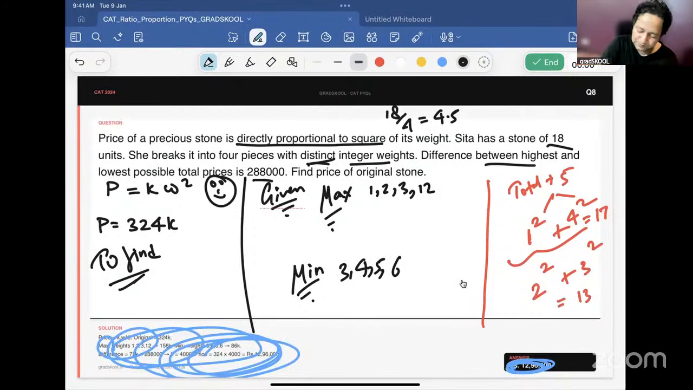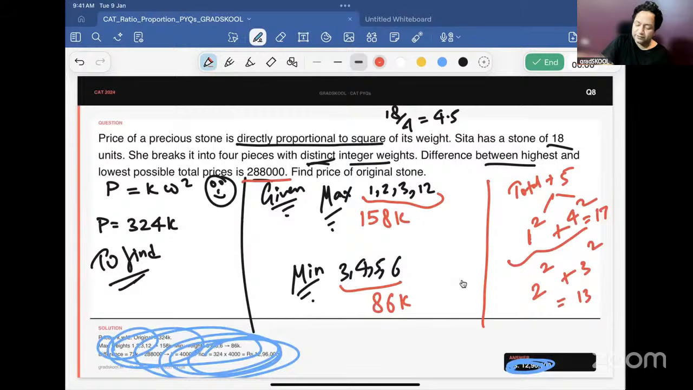Okay. So now, in the case of the maximum, the price would have been the sum of squares of these. So 1 squared plus 2 squared plus 3 squared plus 12 squared. 1 plus 4 is 5, plus 9 is 14, plus 144 is 158. So 158 times K will be the maximum possible. And the minimum possible is 3 squared is 9, 4 squared is 16, 9 plus 16 is 25, plus 25 is 50, plus 36 is 86. 86K is the minimum.